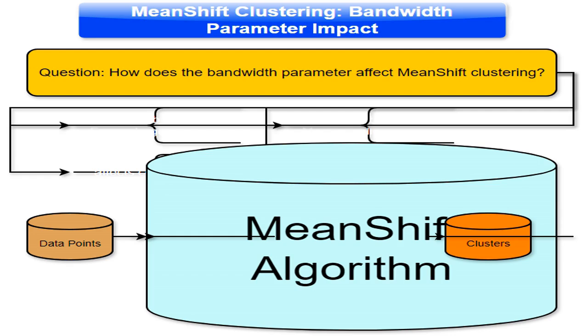The algorithm works by iteratively shifting data points towards areas of higher density, using a kernel, a weighting function, with a radius determined by the bandwidth. A larger bandwidth will lead to smoother density estimates and fewer, larger clusters. A smaller bandwidth will lead to more detailed estimates and potentially more, smaller clusters.